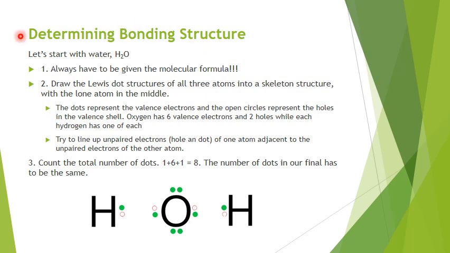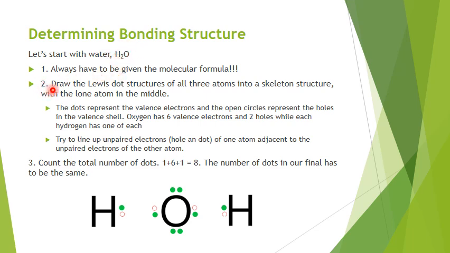Okay, so what we want to do is determine the bonding structure. What is the connectivity relationship between atoms in a covalent molecule? And we're going to start out with water, H2O. One of the things you have to do when you do these is you always have to be given the molecular formula. I used to think you didn't have to know that, that you could just take any 2 or 3 atoms and say a chemical formula, and you could come up with the structure. That's not the case. Okay, so you have to be given a real chemical formula.